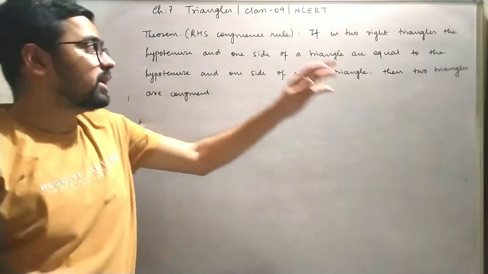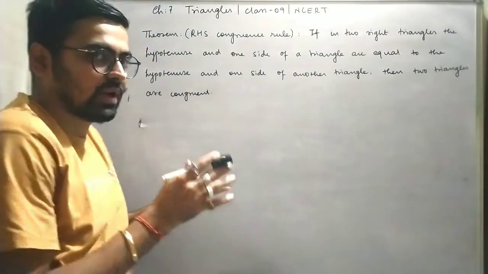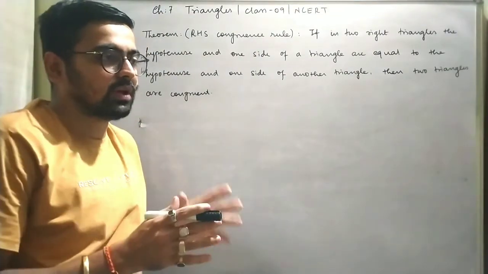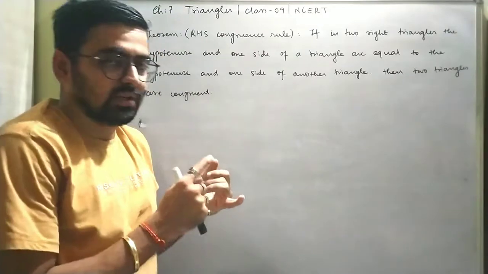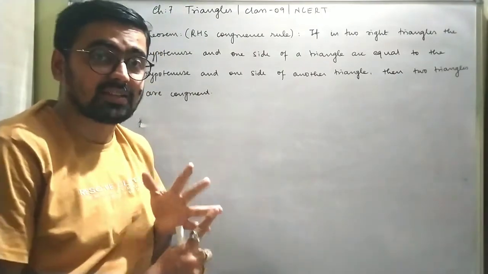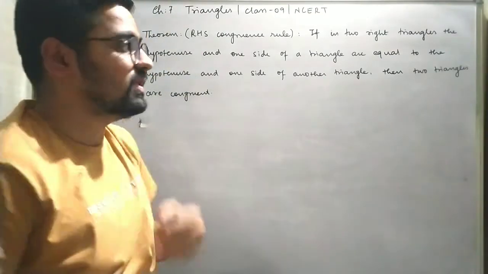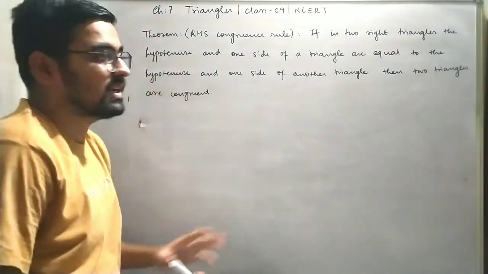Now let's have a look at the next congruence rule. So this is the last one. As I started this chapter, I told you we are going to see side, angle, angle, side, and RHS. So this is the last congruence rule which we are going to have. So what does it say?